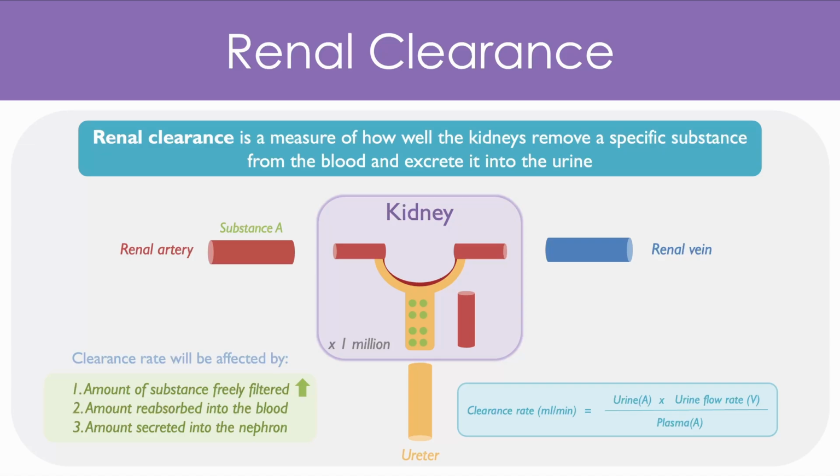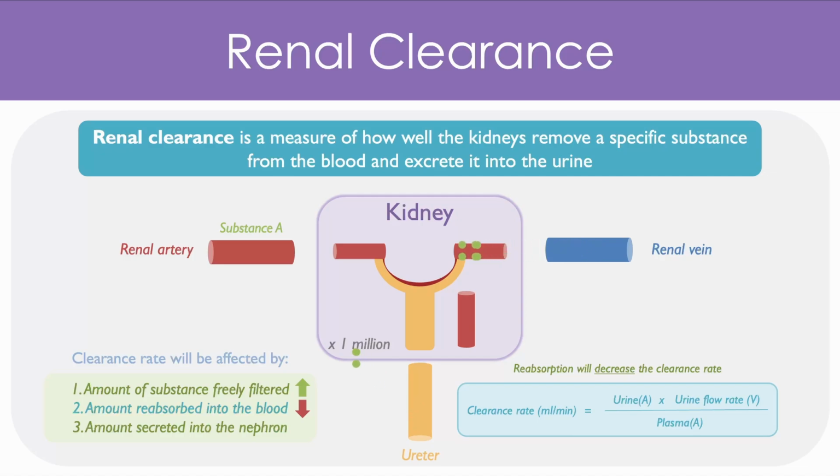So for example, looking at reabsorption, if substance A is heavily reabsorbed into the blood vessels surrounding each nephron, and eventually back into the renal vein, then we can see that only a small amount of substance A actually enters the urine. In other words, reabsorption of a substance will decrease the clearance rate.